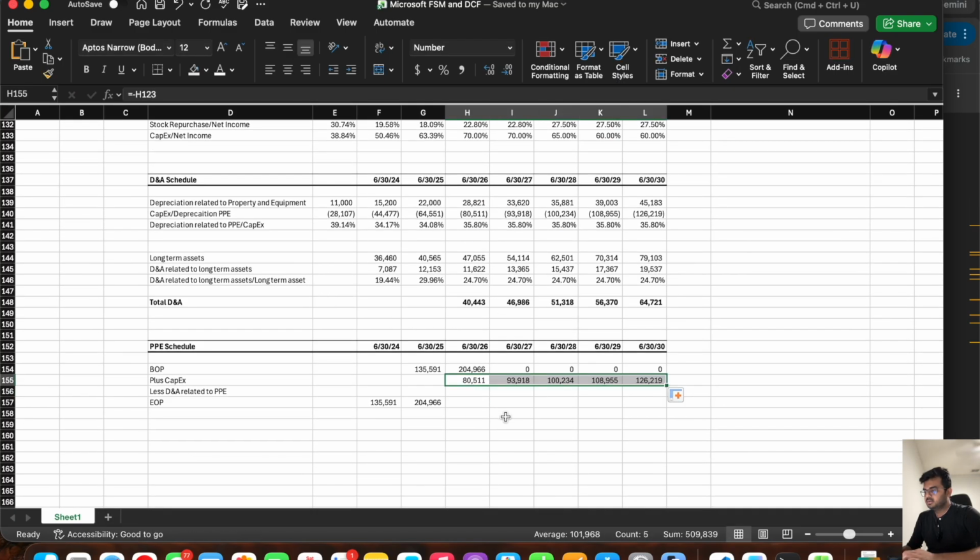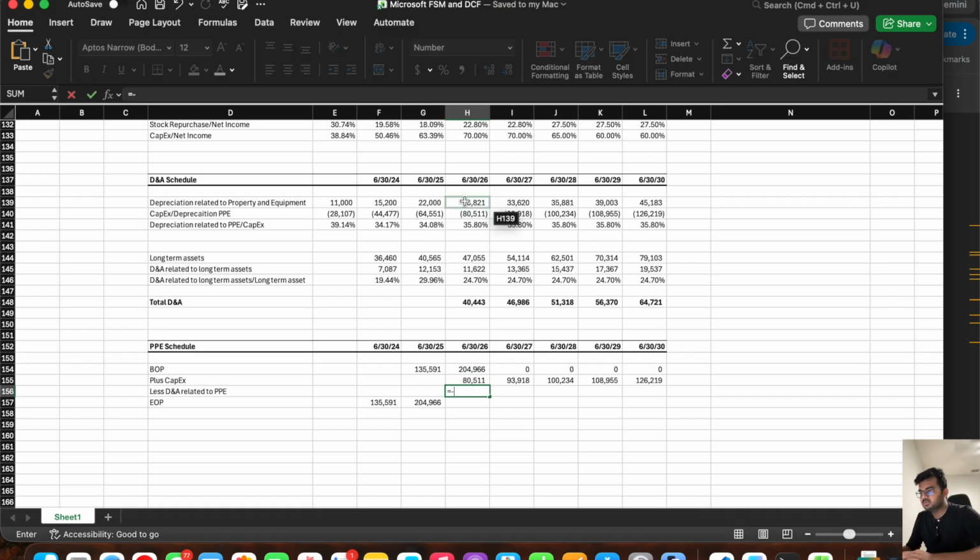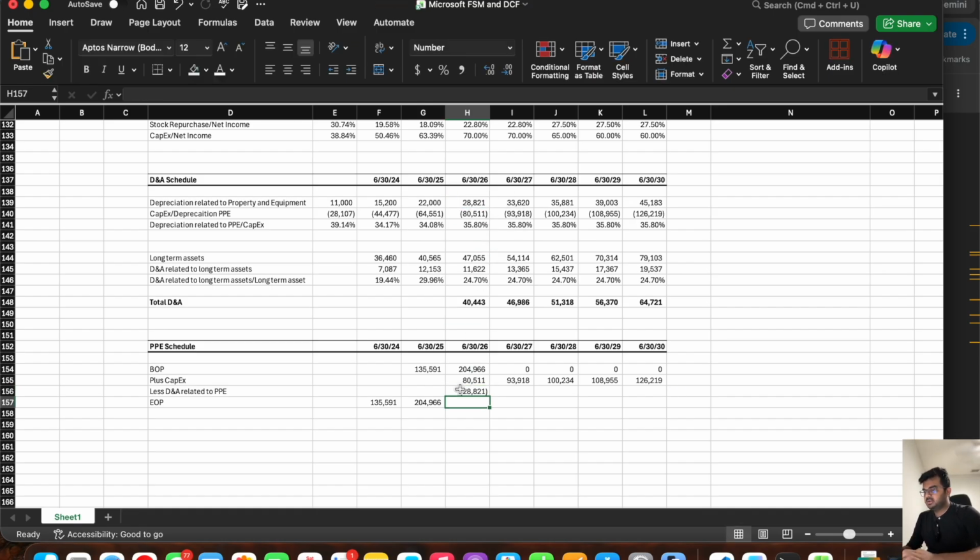And done. Next one, depreciation and amortization related to property, plant, equipment. We have just calculated it here. Note here it is positive. Indeed, that's how it should be because we are going to add it in the cash flow statement. But here it's going to be a depreciation, which is going to reduce the value. So we need to include a negative before this one and update this.